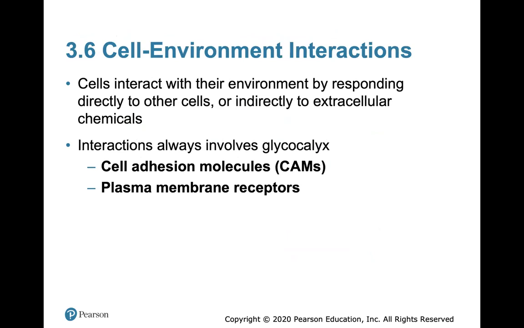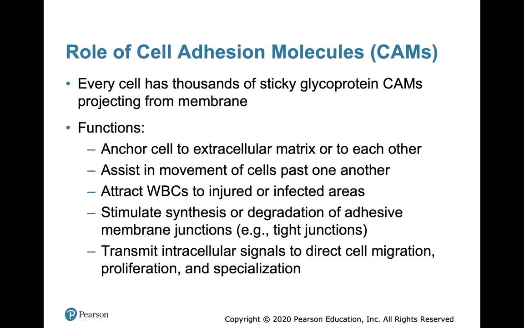A little bit about cell-environment interactions. Cells will interact with their environment by responding directly to other cells or indirectly to extracellular chemicals. Interactions always involve the glycocalyx, which includes cell adhesion molecules or CAMs and plasma membrane receptors. Every cell has thousands of sticky glycoprotein CAMs projecting from it, and these are their functions: anchor the cells to each other, assist in movement, attract white blood cells, stimulate the synthesis or degradation of adhesion proteins, and transmit intracellular signals.